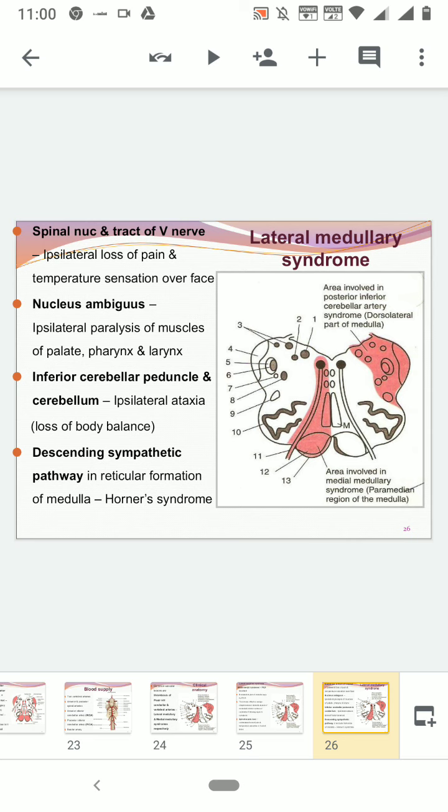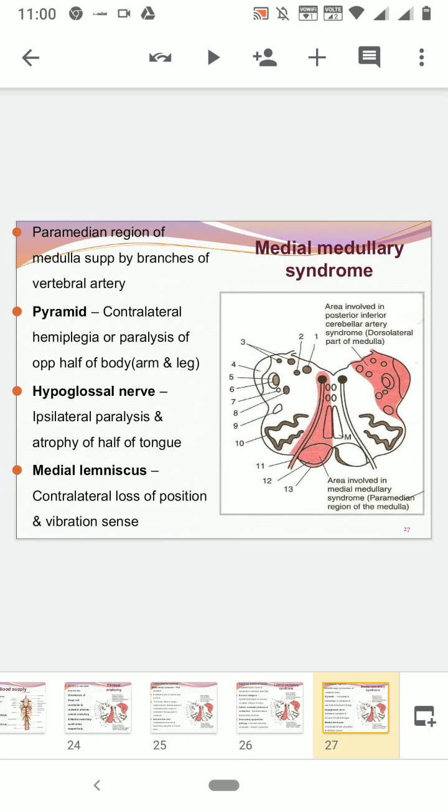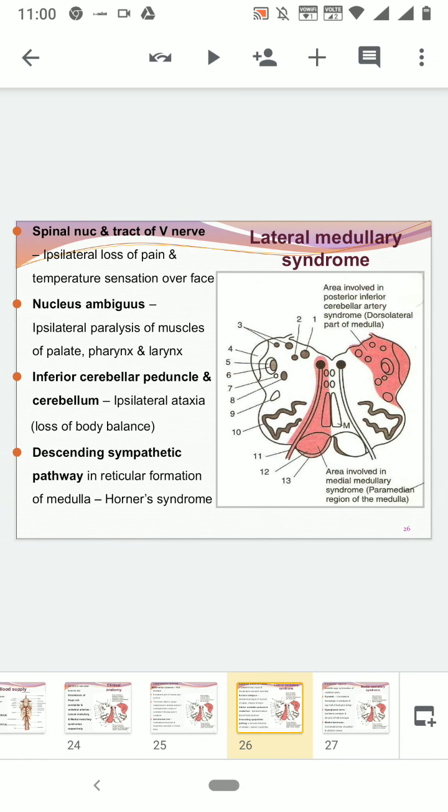Now next, what else? More or less we have completed this. Another very important point is that the spinal nucleus of the trigeminal nerve is also affected. The spinal nucleus of the trigeminal nerve carries pain and temperature sensation from the face. Remember, the lateral spinothalamic tract carries pain and temperature from the trunk and the limbs, but for the face it is the spinal nucleus of the trigeminal nerve, so that is also affected.